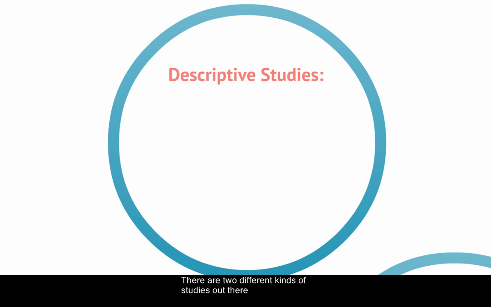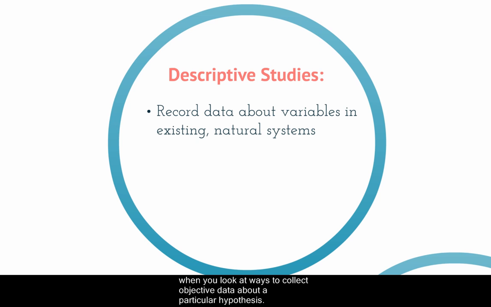There's two different kinds of studies out there when you look at ways to collect objective data about a particular hypothesis. Descriptive studies are going to record data about variables in existing natural systems. So let's say you want to find out who is more susceptible to getting a cold than other people. You would go out and you would ask people about how many hours of sleep they get and what they eat and record whether they got colds or not. That would be a descriptive study.